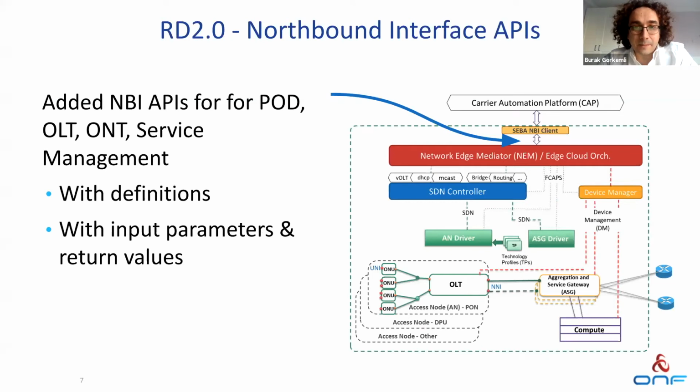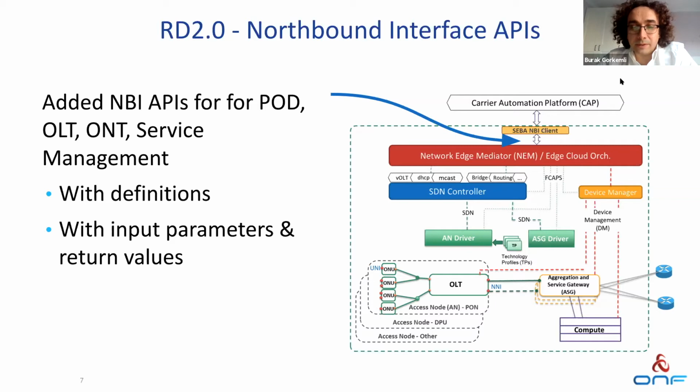This is the part of the architecture where we added some Northbound APIs and enhanced what existed in the previous reference design. We added and enhanced the existing APIs for pod, OLT, ONT, and service management with concrete definitions and also input parameters and return values, because we want to define this Northbound interface as concretely as possible. That will help the example platform implementers integrate more easily with the OSS/BSS software of the operators.